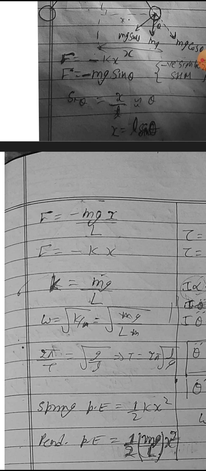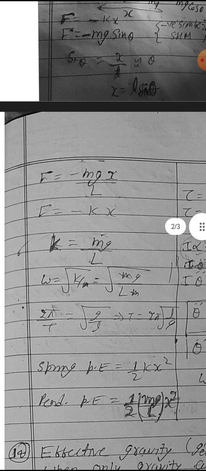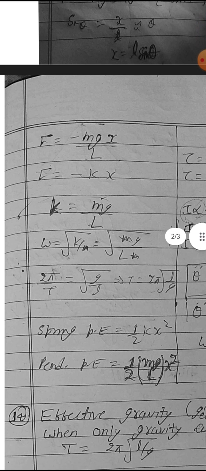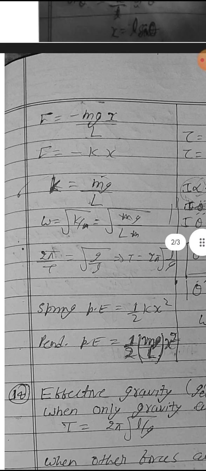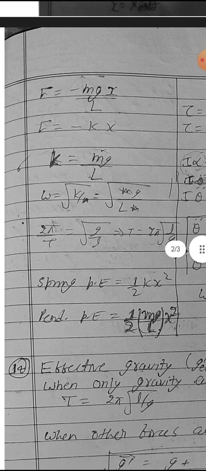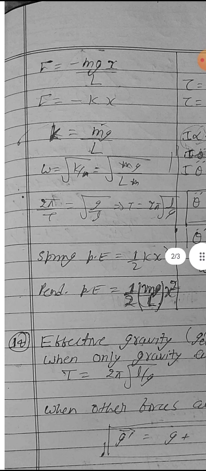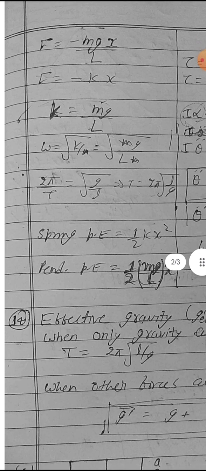Now comparing this with restoring force F equal to minus kx, we get k equal to mg by L. So spring constant k equal to mg by L. Now since we know that omega equal to under root k by m, on replacing the value of k equal to mg by L, we get omega equal to under root g by L, and omega is also equal to 2 pi by T, as you must be knowing.